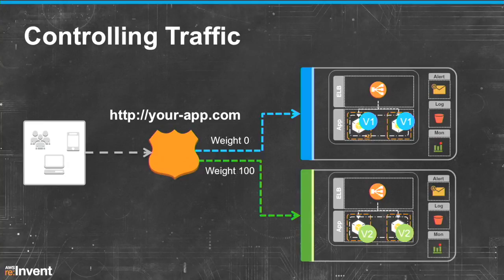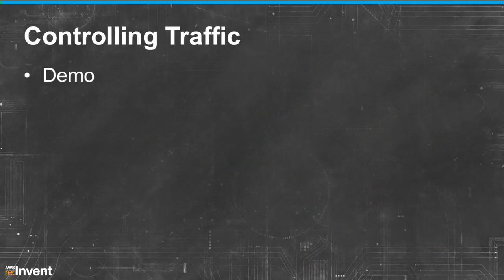Once I'm comfortable with that, I can flip away from the blue one by flipping the weights to 0 and 100, the other way around. So now I have all my traffic flowing to the green one, none of the traffic flowing to the blue one. We'll see if this works.